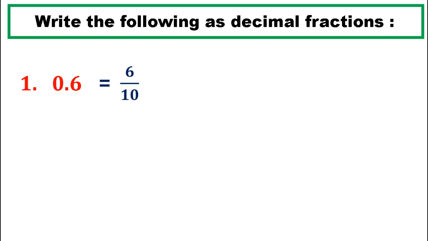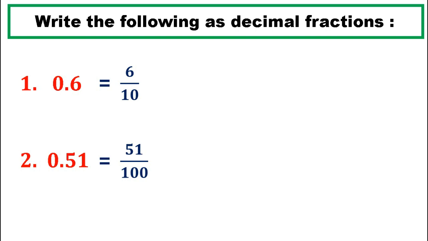Since here there is only 1 digit after the decimal point, in the denominator we will write 10 because 10 has 1 zero. The second number is 0.51. So our first step will be to write 51 as a numerator.